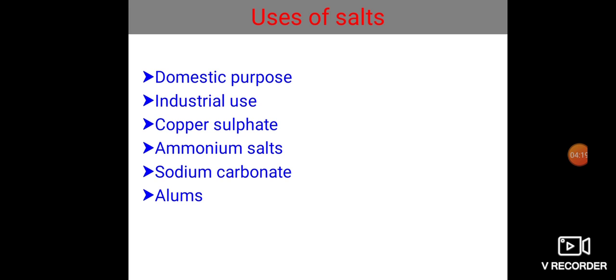The next one is ammonium salts. In the preparation of ammonia, ammonium salts are used. As washing soda in laundries, sodium carbonate is used. Alums are double sulfates of potassium and aluminum. They are very useful for purifying drinking water, as a mordant in dyeing, and in the leather industries.